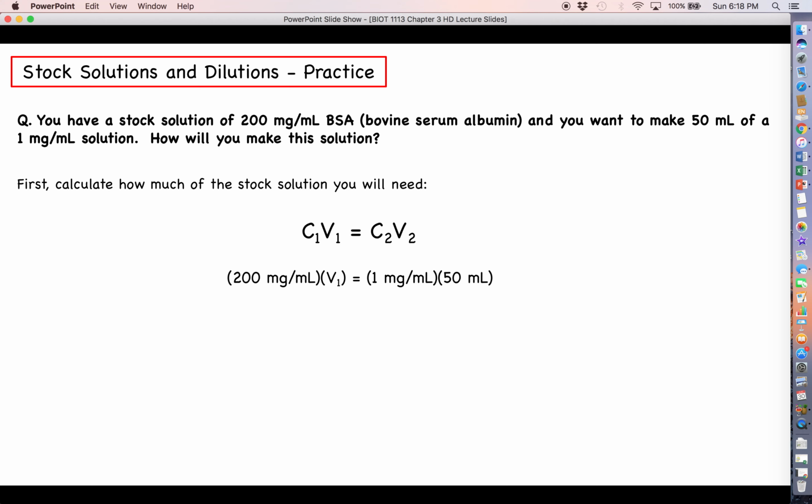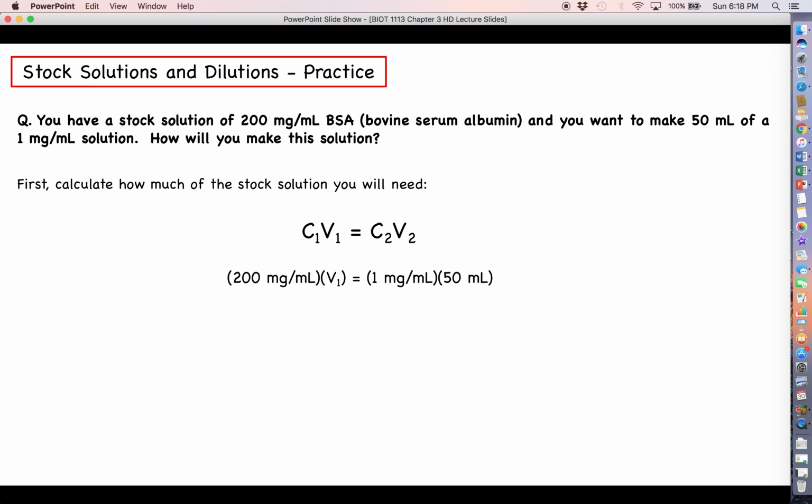So we know the concentration of the stock solution, which is 200 milligrams per milliliter, but we don't know V1, which is how much of that stock solution do we need. On the other side of the equation, we know the concentration of the BSA solution that we want, which is 1 milligram per milliliter, and we know how much of that solution that we want to make, which is 50 milliliters. So what we're going to do here is just a little bit of handy algebra.